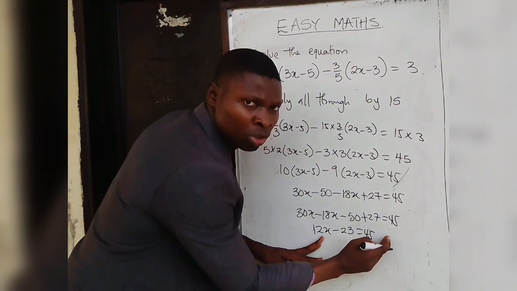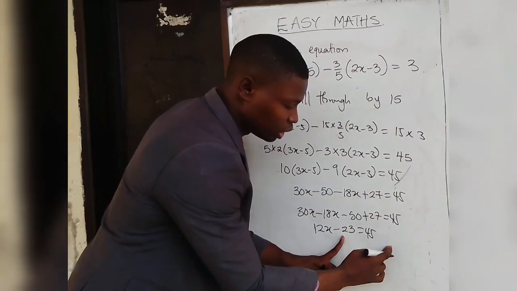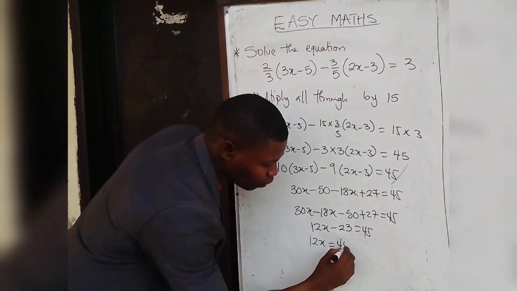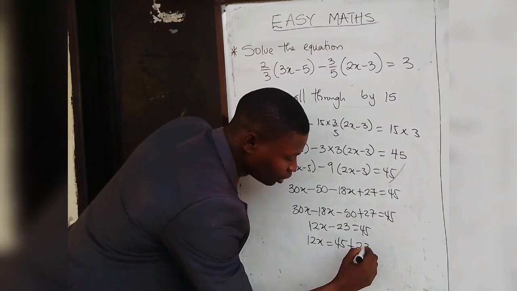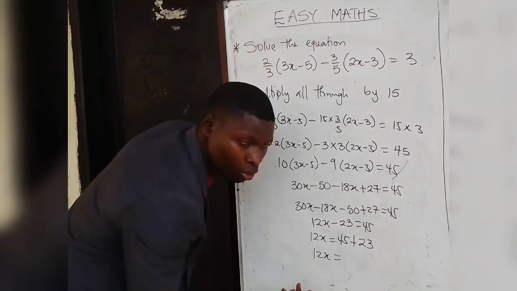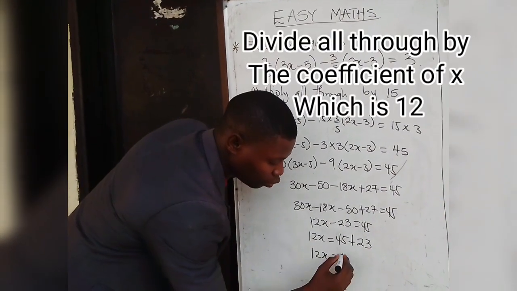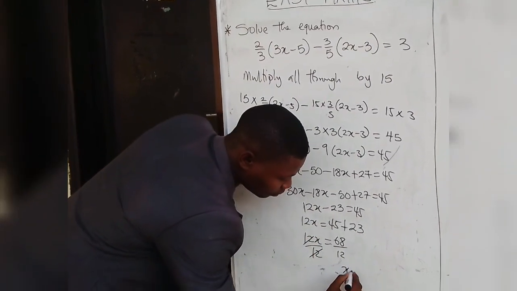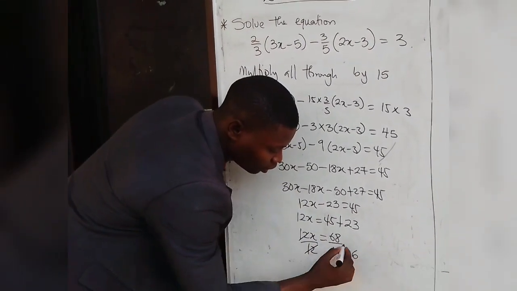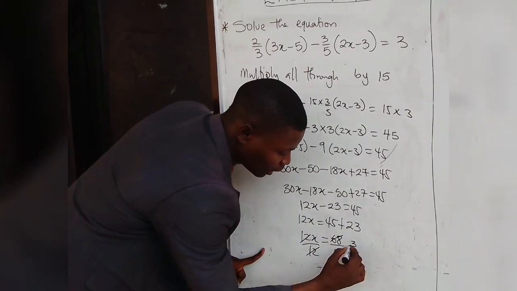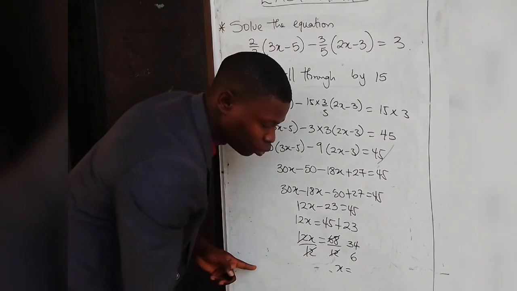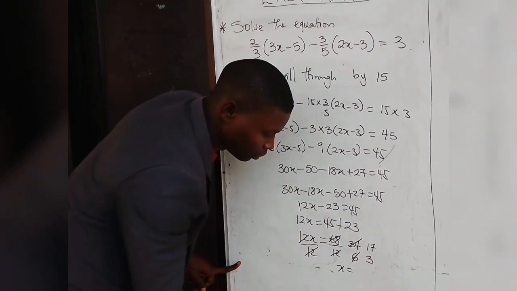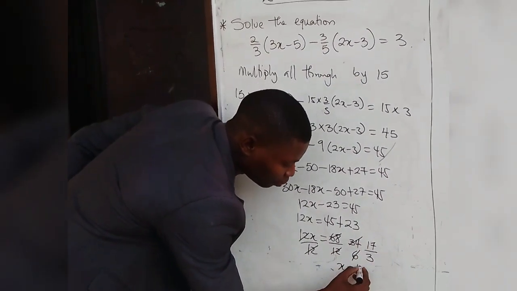So 23 can move to the other side. When 23 moves to the other side, crossing the equality sign, it gives us plus. So we're going to have 12x equals 45 plus 23. 45 plus 23 will give us 68. Here we can divide all through by 12. And for our x, if we reduce it, 2 goes into 12 to give 6, and 2 goes into 68 to give 34. I think 2 can still go: 2 into 6 gives 3, and 2 into 34 gives 17. At the end of the day, we're going to have 17 over 3.